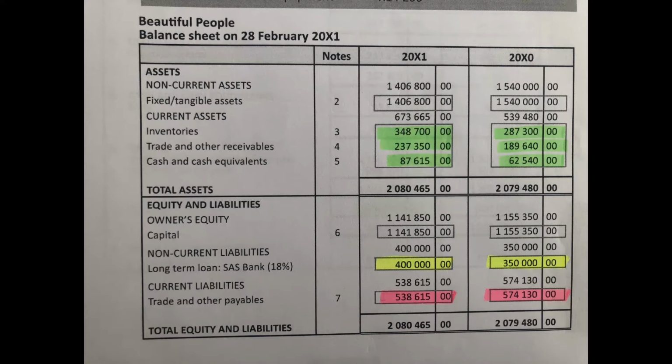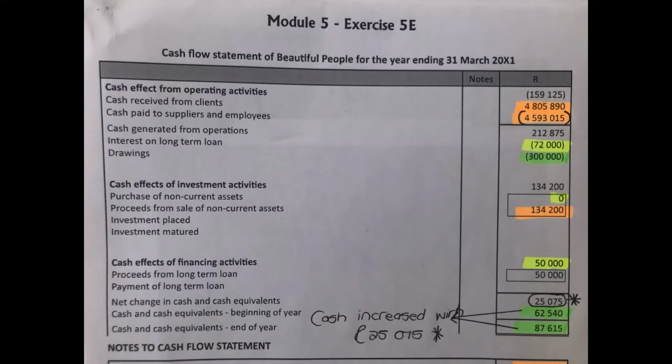The other thing I want to say is that you can see on the balance sheet that there was an increase in the loan of 50,000, okay, since the end of last year. You can assume that 50,000 was borrowed on the first day of the new financial year. In other words, on the 1st of March, 20X0. If it was not the case, they should have given you that information under the additional information.